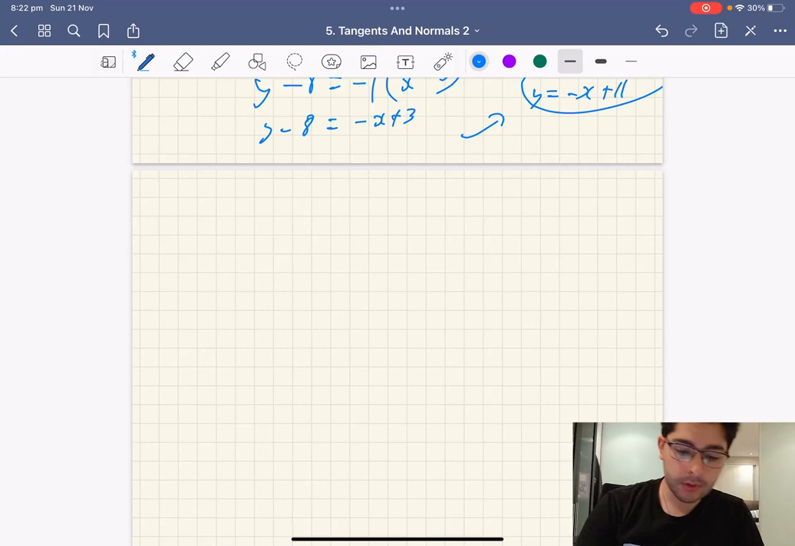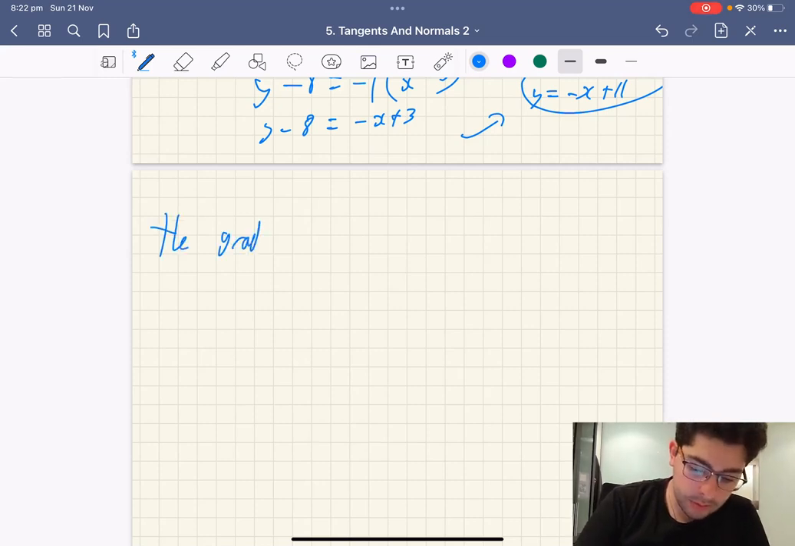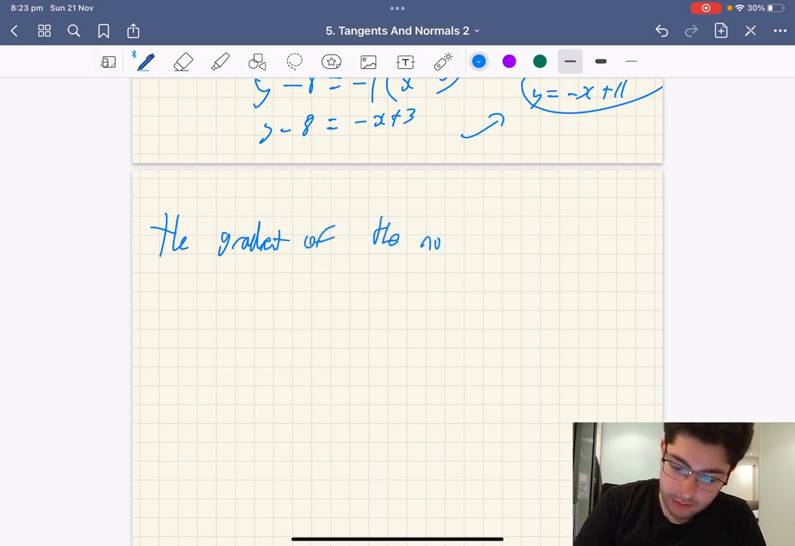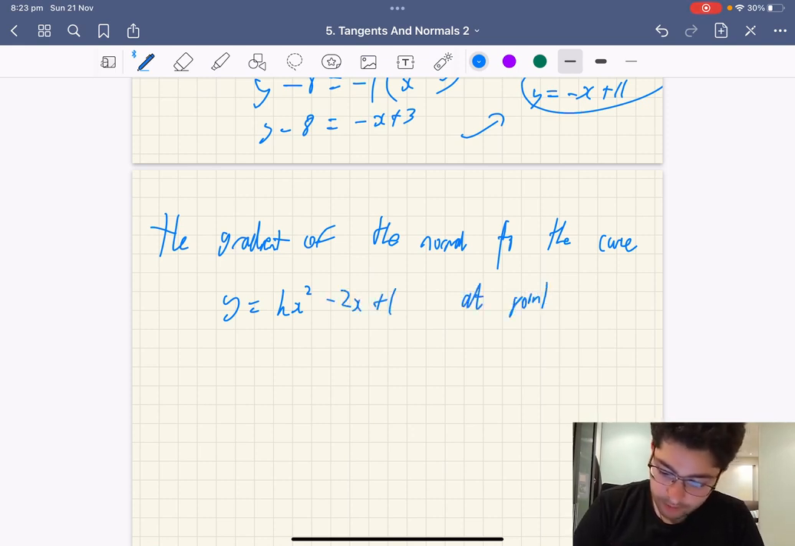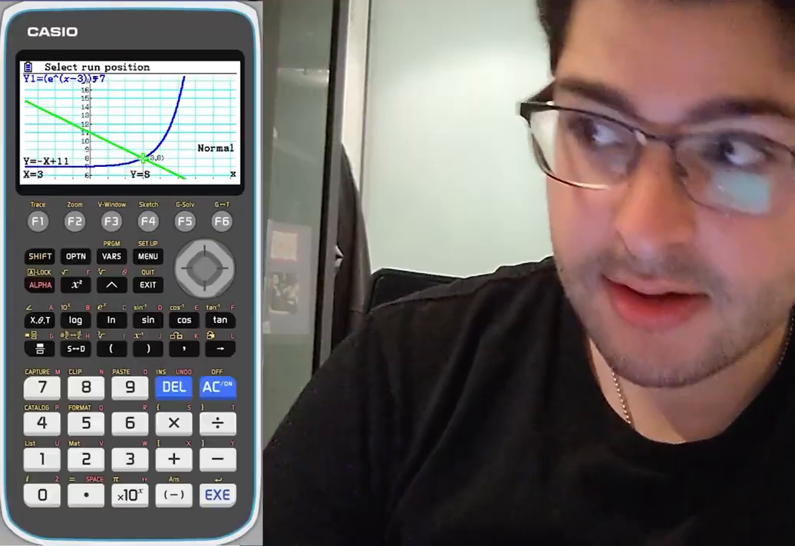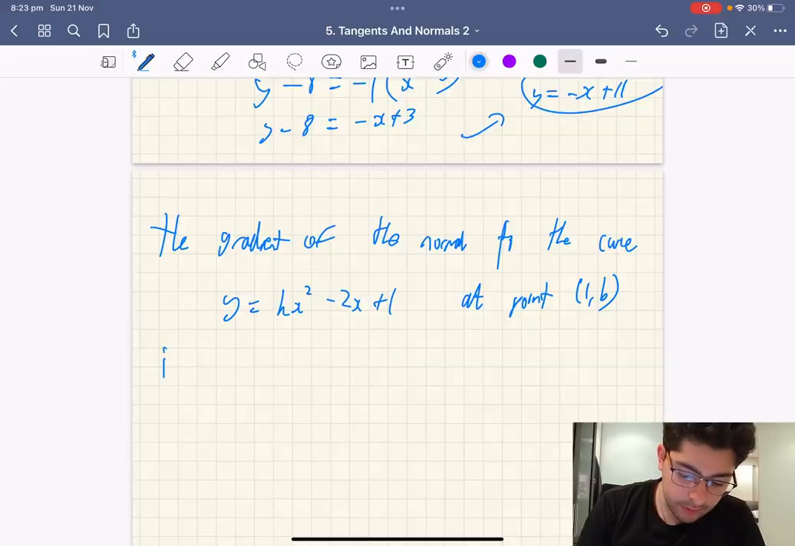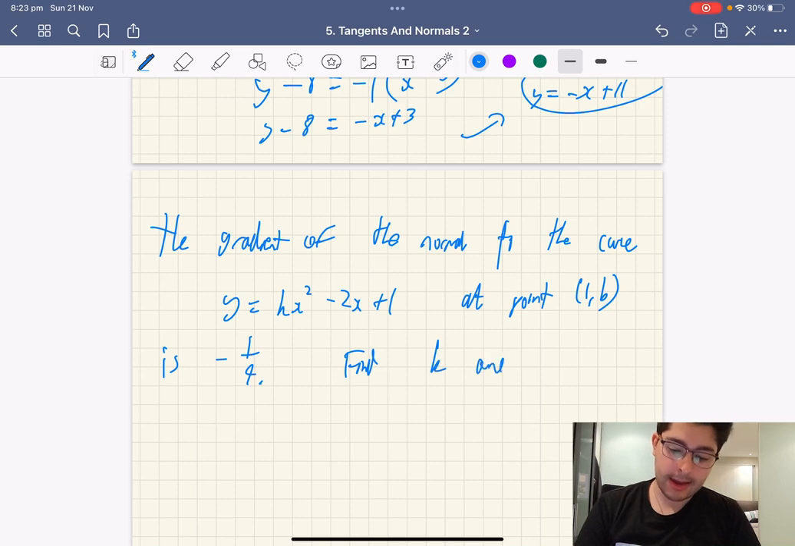So let's say the gradient of the normal to the curve y equals kx squared minus 2x plus 1 at point (1, b) is minus 1 over 4. Find k and b.